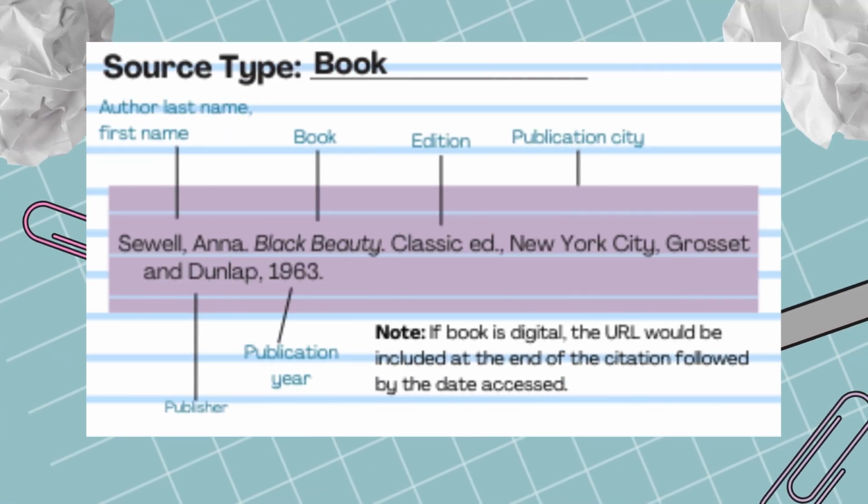And next I have a book citation. There are different citation types for ebooks versus an in-hand, which is a book you might buy from a store or take out in the library. This one is for in-hand. You can most likely find different variations from Purdue or Noodle Tools. So the formatting for this is last name, first name, title of book, publisher, and year. In my example, I have Sewell, Anna. The book is Black Beauty. The edition is the classic edition. It was published in New York City with Grosset and Dunlap in 1963.